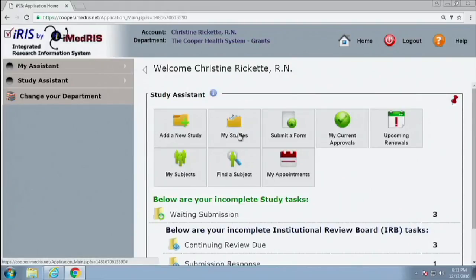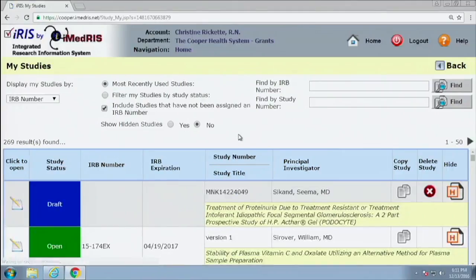So I'm going to go under here because I have her studies already loaded. Click on My Studies, and this will list all the different studies that you have, that you're on, whether you're PI or COI. So then we want to click to open it.